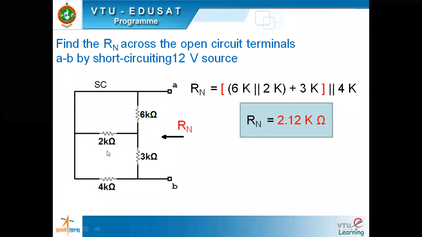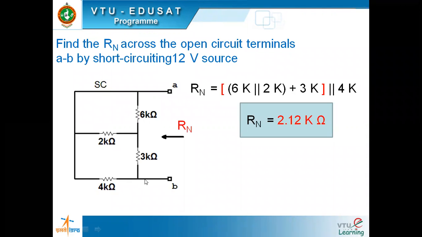Fine. If you are still not comfortable, you can catch hold of the star. 6, 2 and 3 is there, right? You can catch hold of the star and convert that into a delta. The things may become simple, and would become simple.